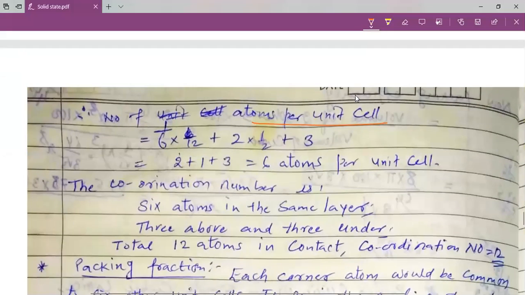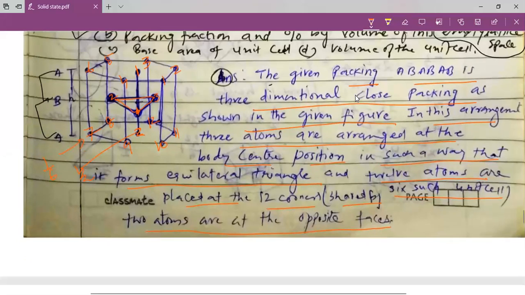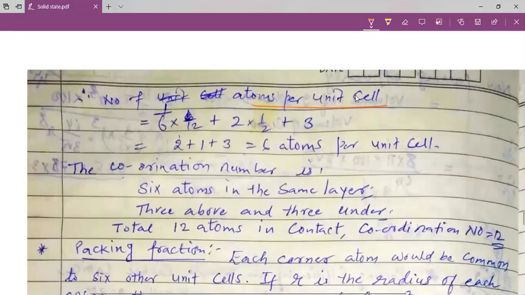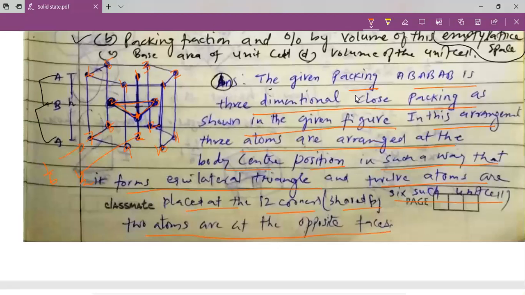Please look at this, my dear students. This 12, what we can see, they are shared 1 by 6 into it. These 1 and 2 which are present, they are shared 1 by 2 out of it. So let us look into this: 1 by 6 into 12, 2 into 1 by 2, and these 3 are completely present inside the hexagonal closed packing. These 3, 1, 2, 3 are completely present inside the hexagonal packing.